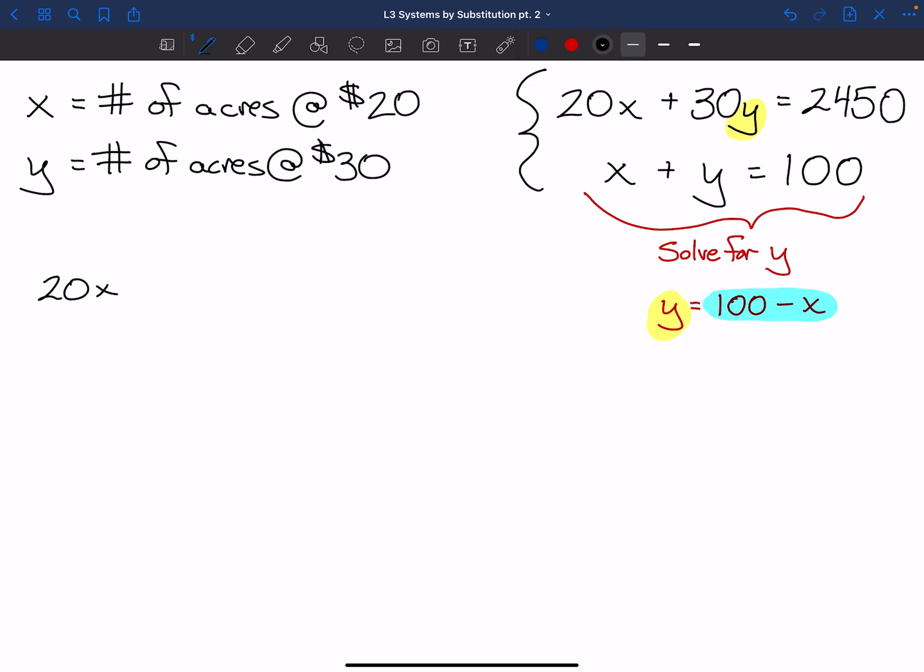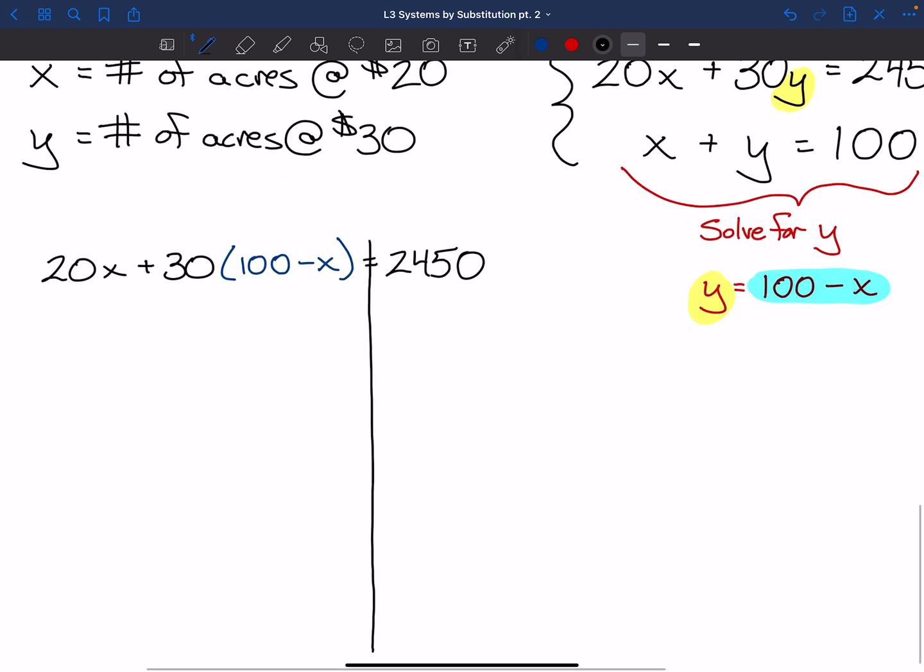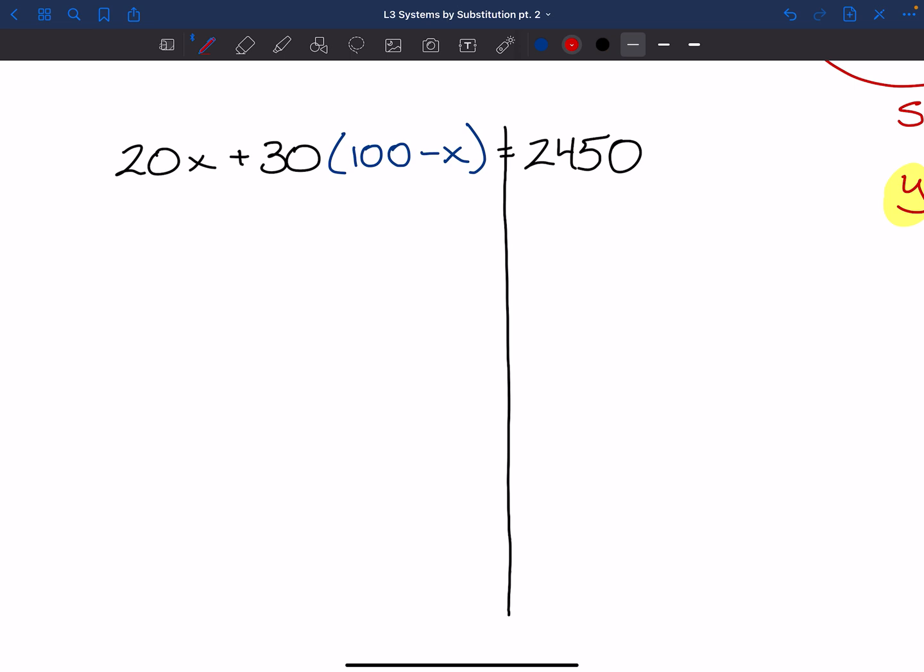It was 20x plus 30 times that y that we just worked out, 100 minus x, equals 2450. And again, this is not a problem where it looks all nice and pretty, but it is one that we can solve out. So I'm just going to focus on this. I need to go ahead and distribute that 30 in there. So we're going to get 20x plus 30 times 100, which gives me 3,000. And 30 times negative x is negative 30x.